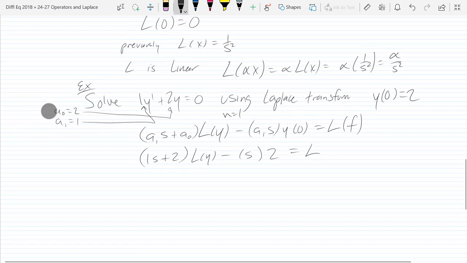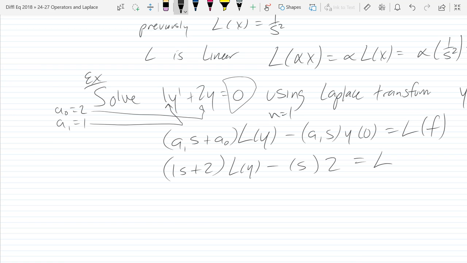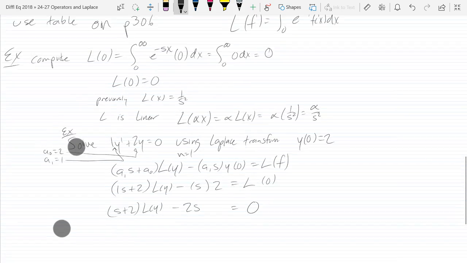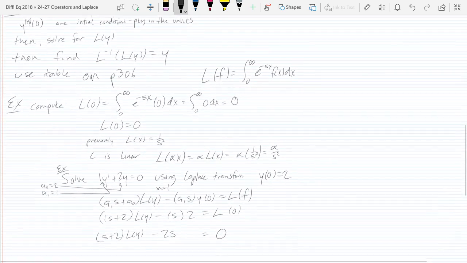What is our f function? So f is the function on the right side here. So f is 0, so it's L of 0, which we just computed to be 0. So we got s plus 2 L of y minus 2s equals 0. All right, what are we supposed to be solving for? Somewhere I wrote some instructions.